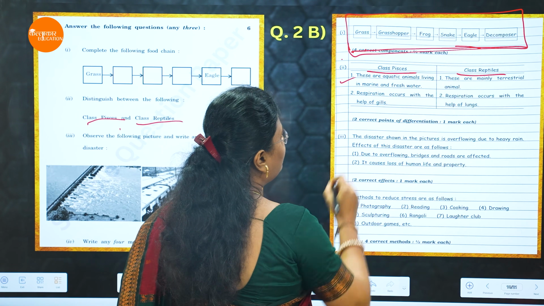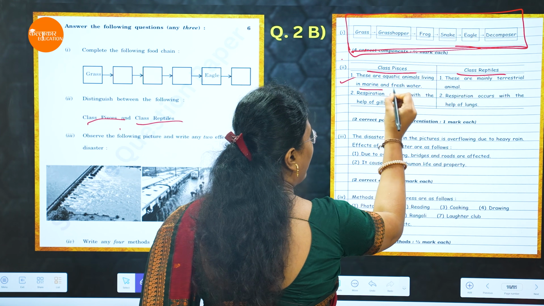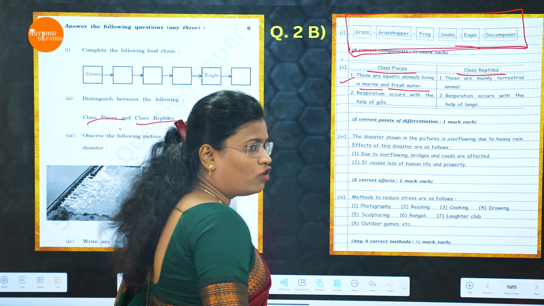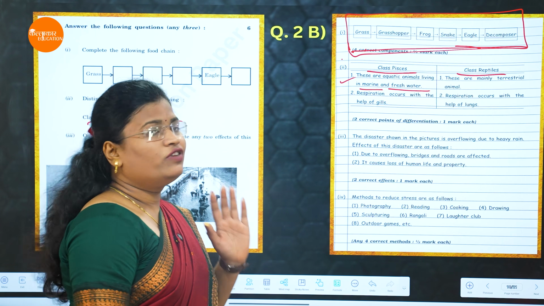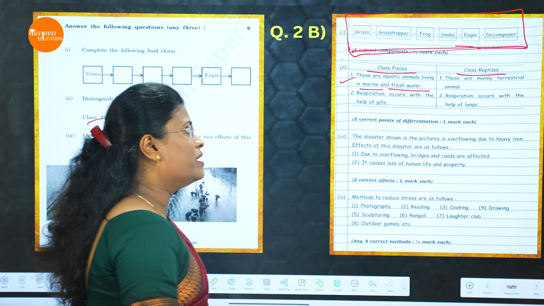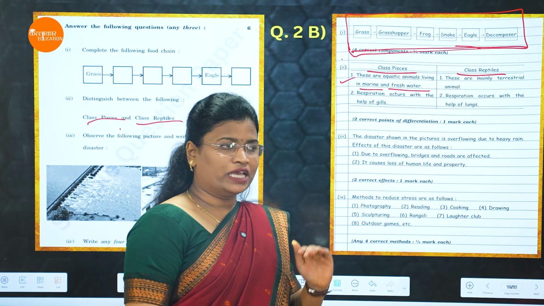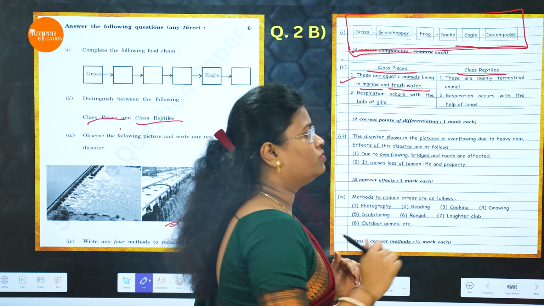First point, let's see. These are aquatic animals and living in marine and fresh water. Marine water is what? The water which contains high salinity, means a high amount of salt will be present. Fresh water is what? The water having low salinity. So here is your first point.